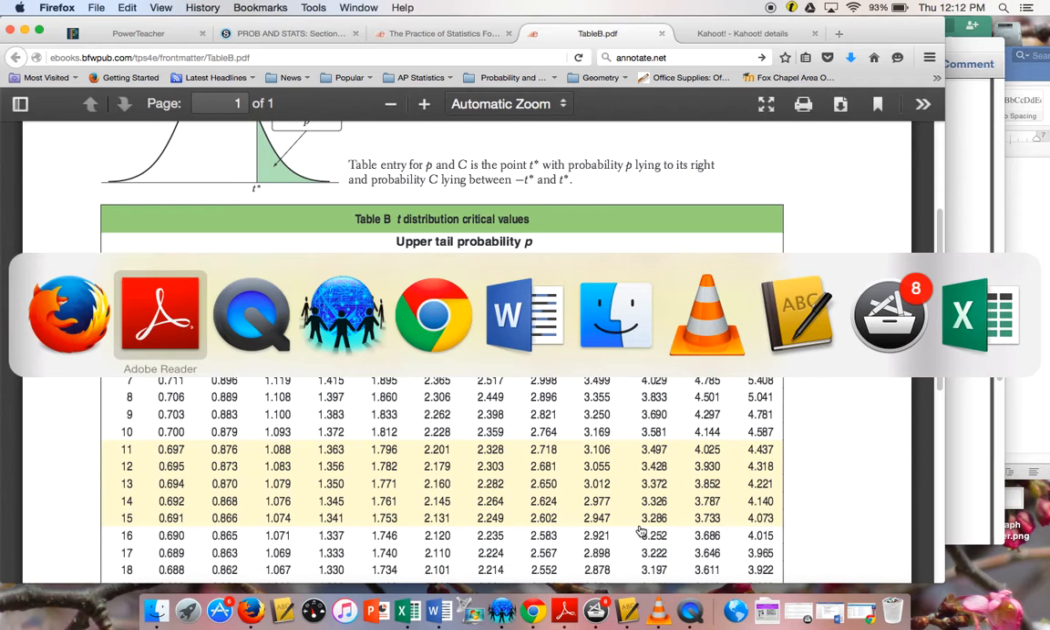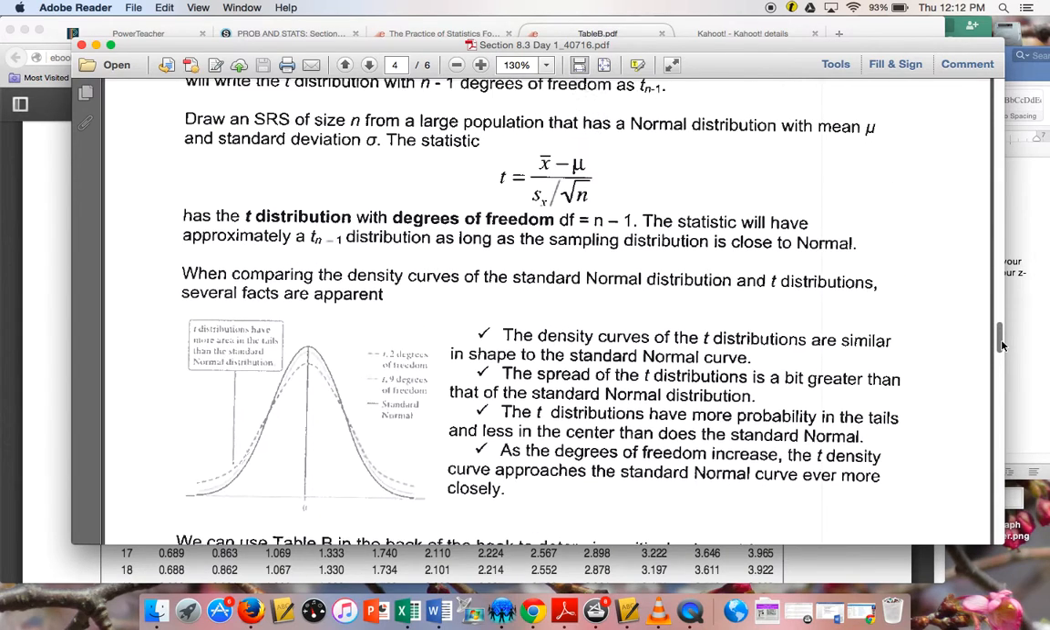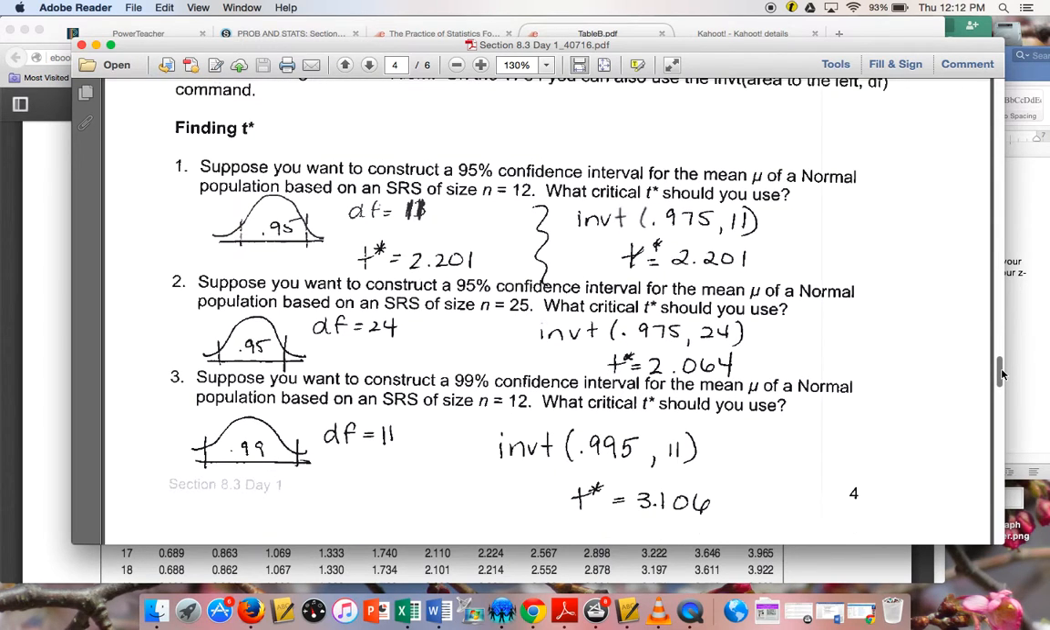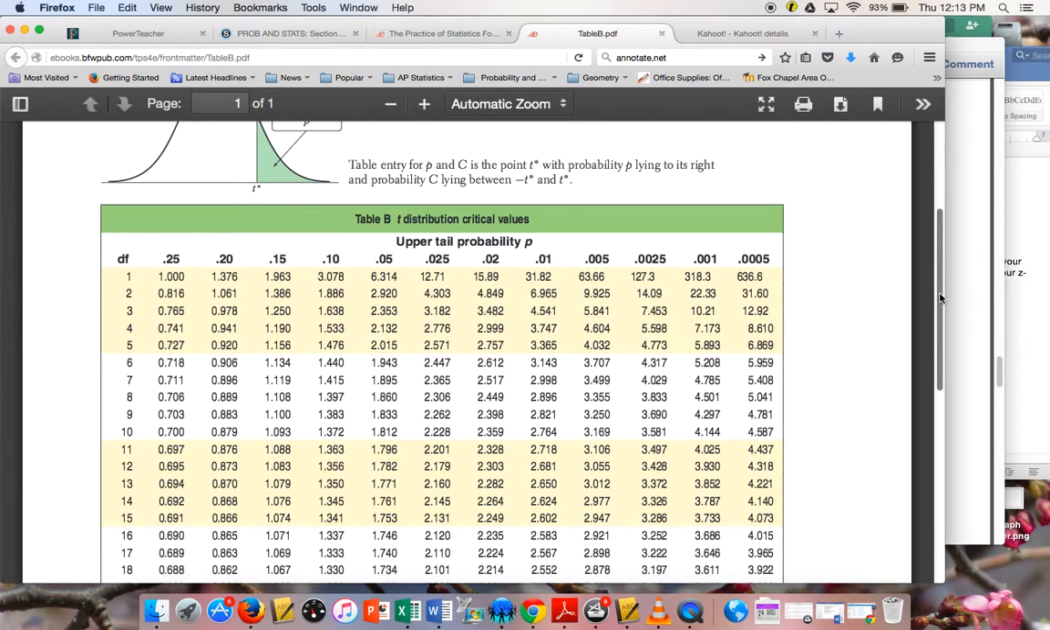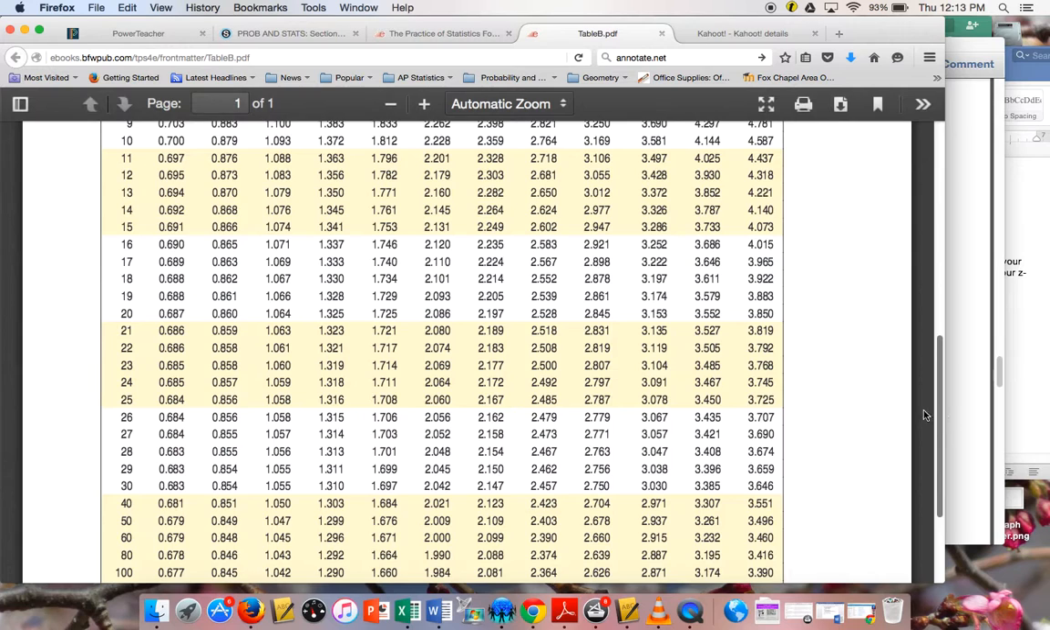So if I'm back over here, right here, so if I wanted to construct a 95% confidence interval, so 95% would be in the middle, and I have a simple random sample of size 12, what critical value, what t star would I use? So again, the degrees of freedom are the sample size minus 1. So I'd do 12 minus 1 to get 11. If I was using this chart, like I said, the nice thing about this chart, you go down the bottom, you find the 95%. And you go up here to 11 degrees of freedom, and there's the answer.